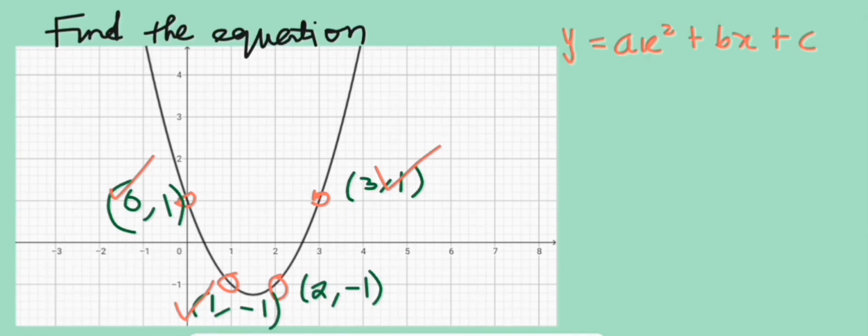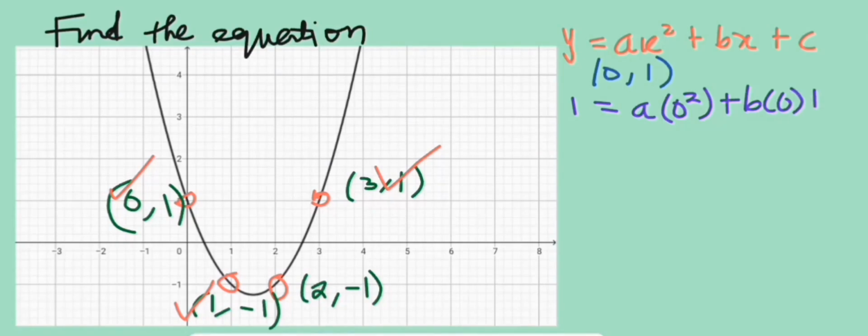Starting with the first point, which is 0, 1. And it's always good to make choice of 0 because it makes the work easier, as you will see now. So when we plug in 0 for x and 1 for y, we have 1 equal to a times 0 squared plus b times 0 plus c. This shows that c is equal to 1, completely eliminating a and b from this point. So we have the value of c, and that makes our work a lot easier.